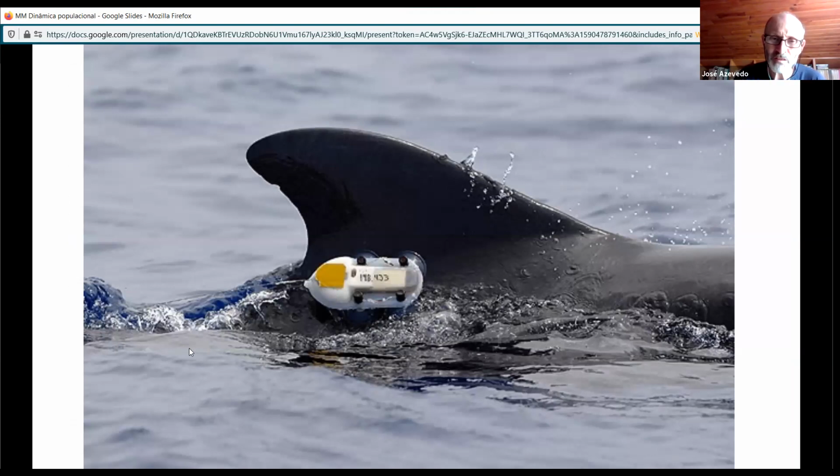So more and more, this is expensive, but it's a very useful technique. And if you look carefully at this image, you will see that the concern with the welfare of the animals is involved here, because these tags have suction cups, so they do not attach to the flesh, to the blubber of the animals. They just stay put by suction.